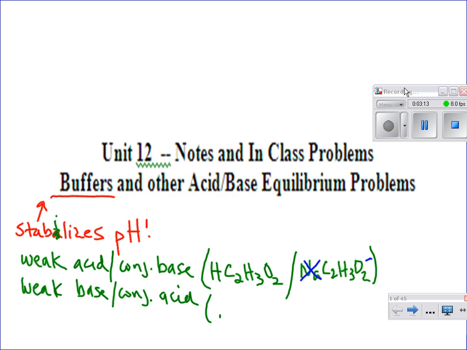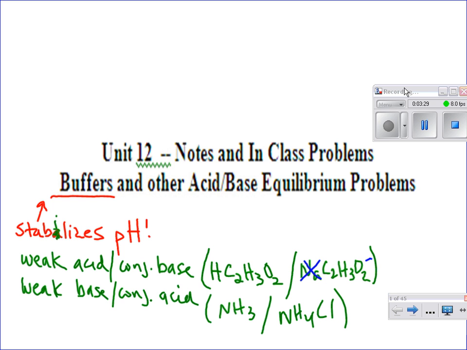So if I were to say this is ammonia, give me an example of what a conjugate acid containing salt could be. Yep, perfect, NH4Cl. So this would be an example of a buffer system.